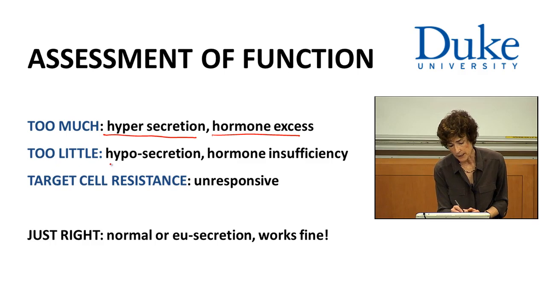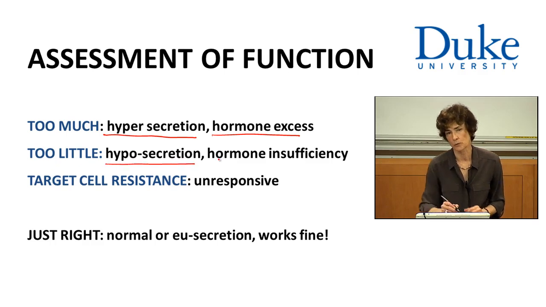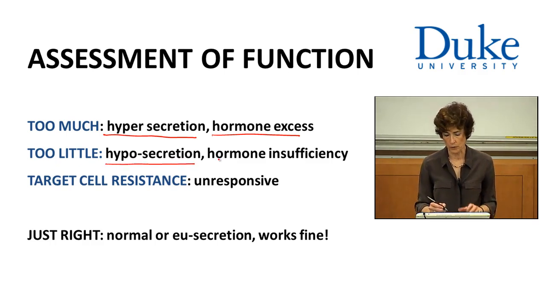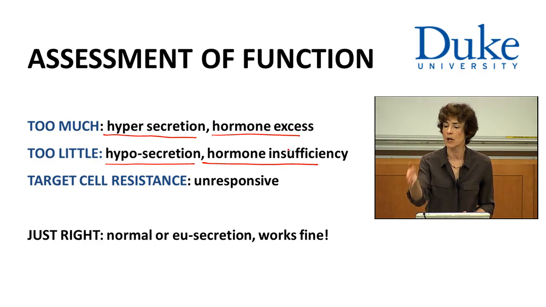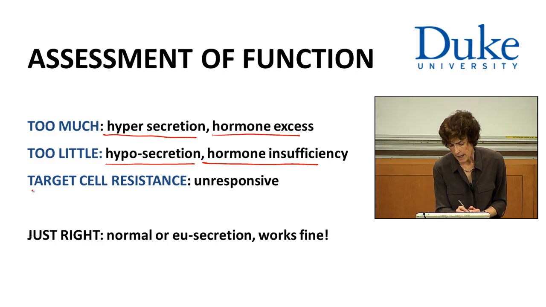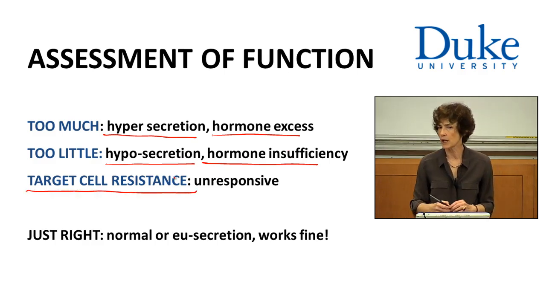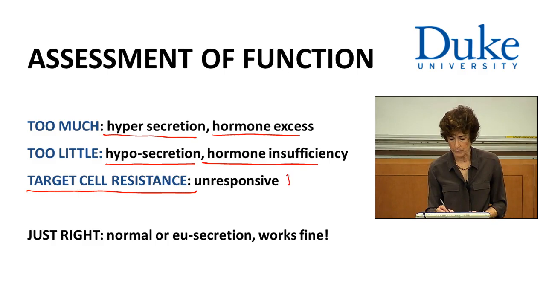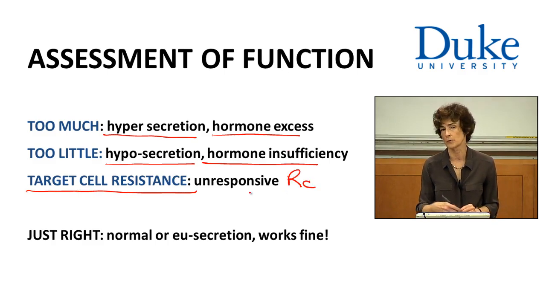The second was that we have too little concentration of the hormone. We have hyposecretion of the hormone, and this would be hormone insufficiency, where not enough of the receptors on the target cells are occupied, and we don't get the biological effect or the biological response that we need. And then we said we could also have target cell resistance, and this is a problem where the receptors on the target cells are unresponsive.